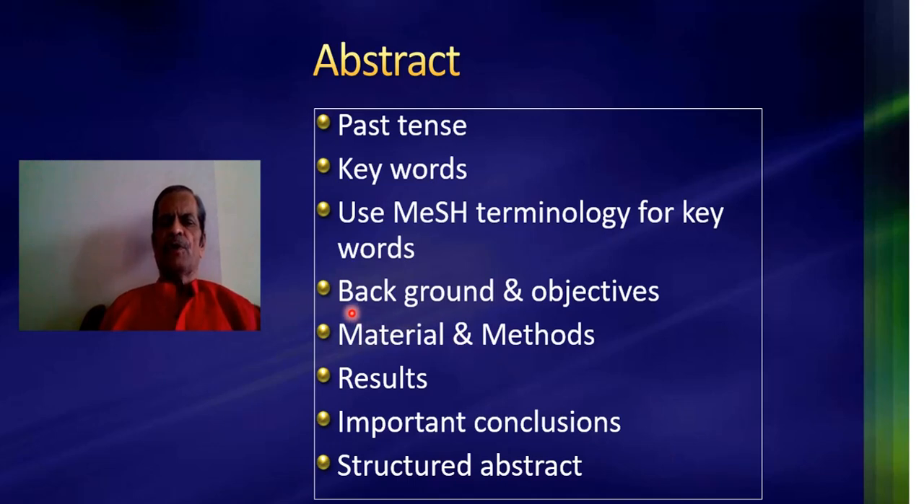Structured abstract means you give a subtitle in the abstract as background and objectives, and then mention background and objectives in brief. Then you type material and methods, and then you mention briefly the material and methods used in your study in the abstract. Then you type results, and the same thing is repeated for the results, and so on. So this is called the structured abstract. The structured abstract is preferable because you are less likely to leave anything unmentioned in the abstract. Some journals expect a structured abstract, some journals do not expect a structured abstract.